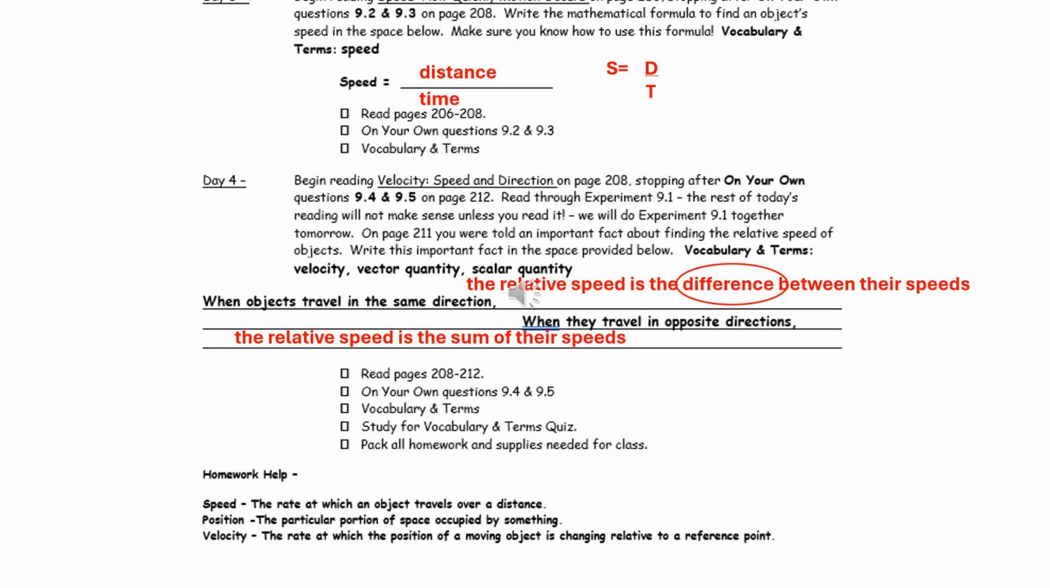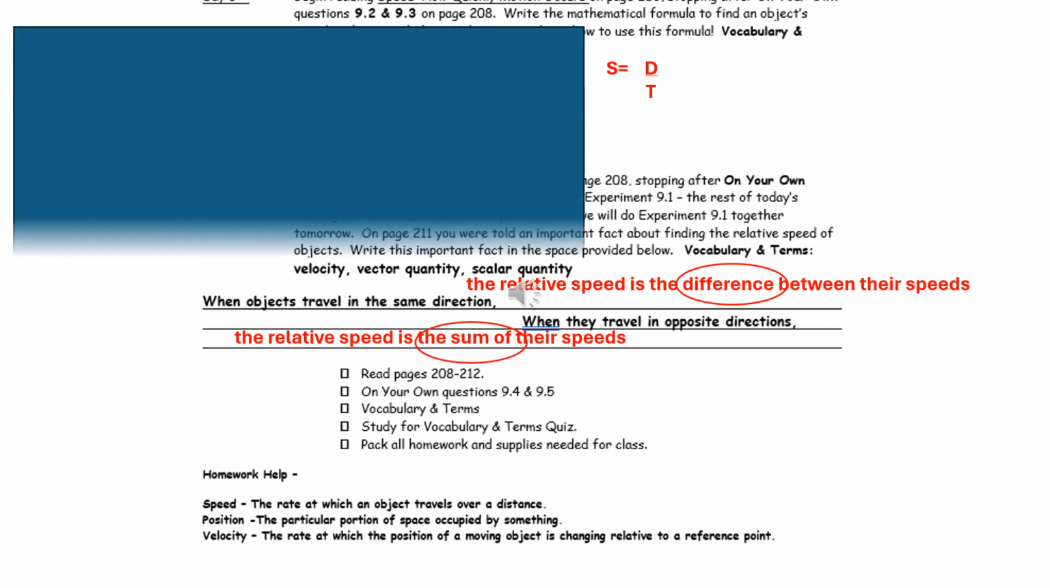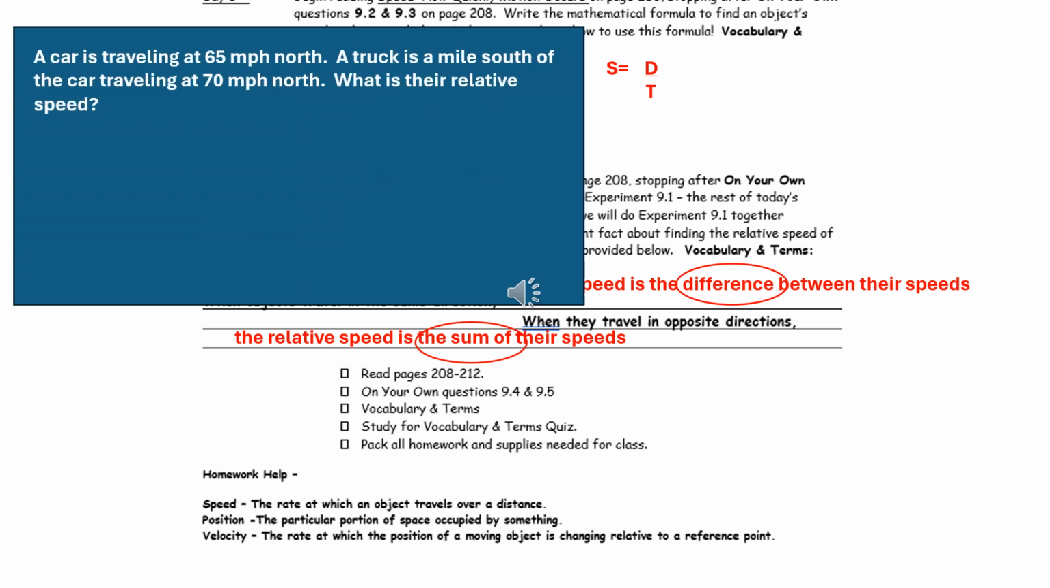So if 2 objects are traveling in the same direction and you are trying to calculate their relative speed, you are going to subtract their speeds from each other. Meanwhile, in math, the sum means that you are adding. And so if 2 objects are traveling in opposite directions, you're going to add their speeds together in order to get their relative speeds. So let's go ahead and do some problems where we can practice that.